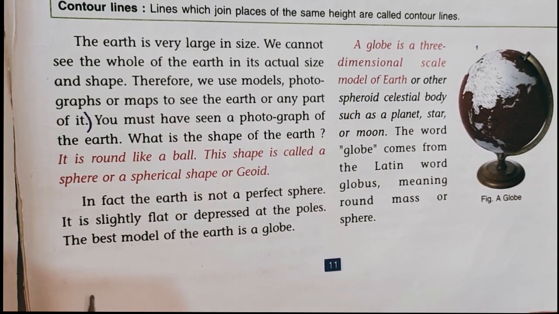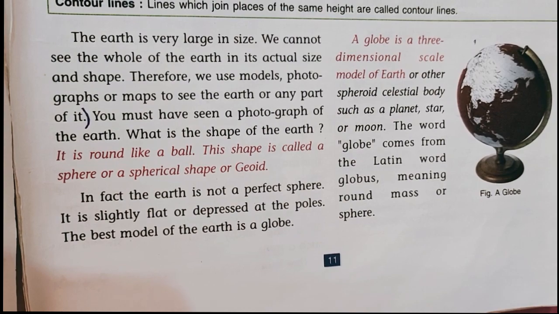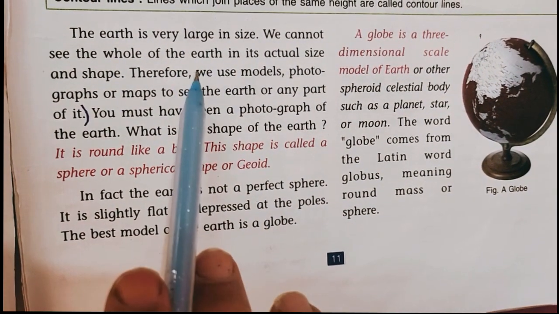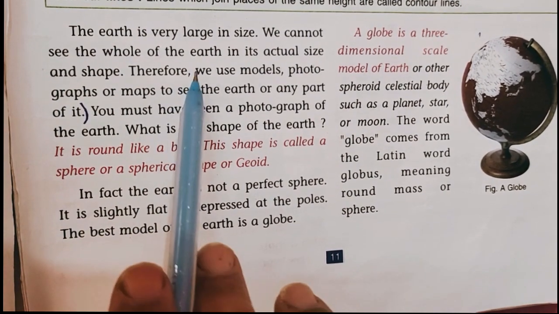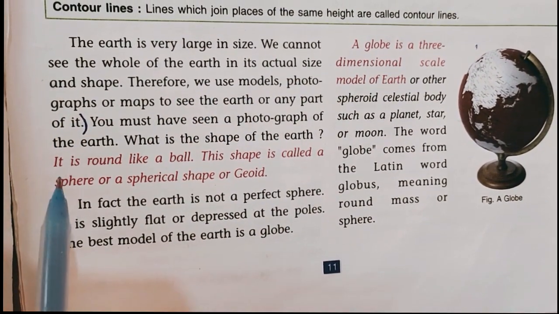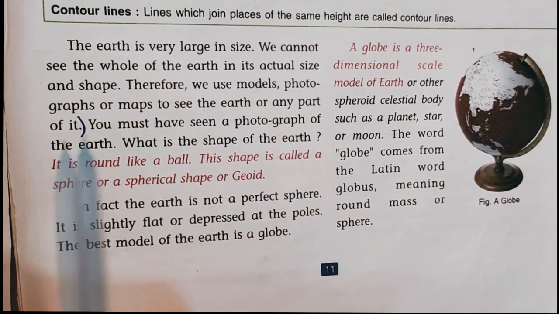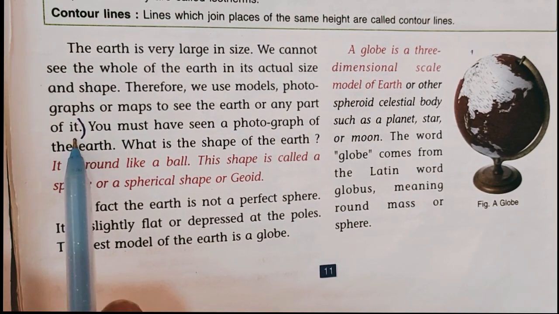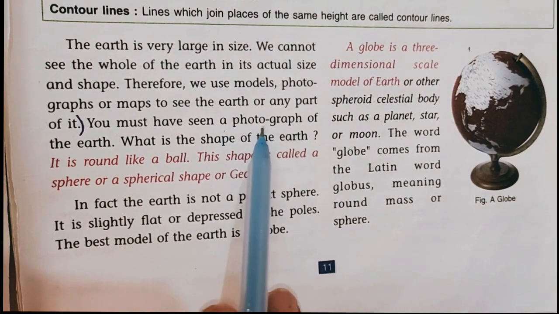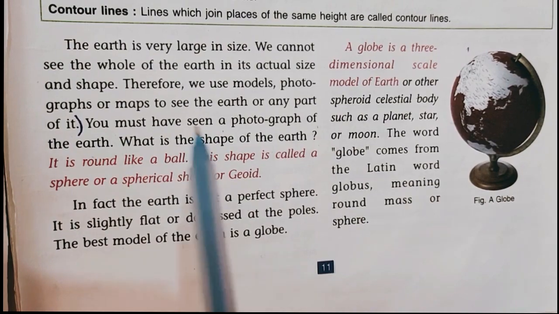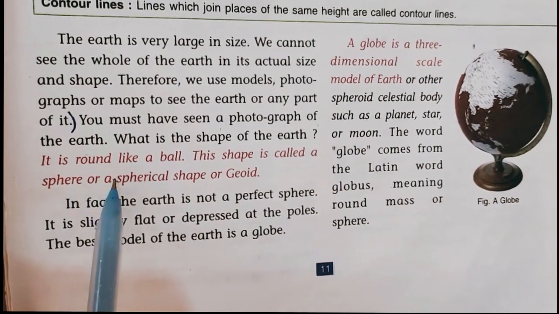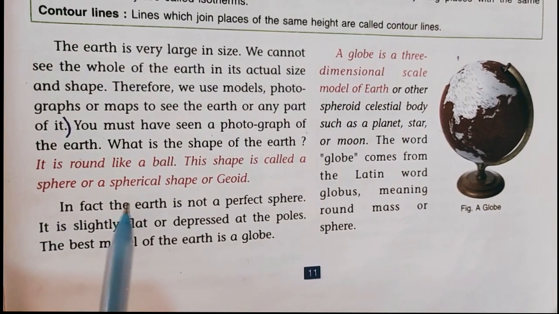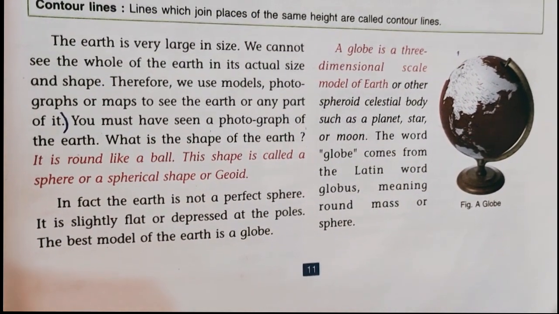Let's start by discussing the size and the shape of the earth. The earth is very large in size. We cannot see the whole of the earth in its actual size and shape. Therefore, we use models, photographs, or maps to see the earth or any part of it. You must have seen a photograph of the earth. What is the shape of the earth? It is round like a ball. This shape is called a sphere or a spherical shape or geoid.